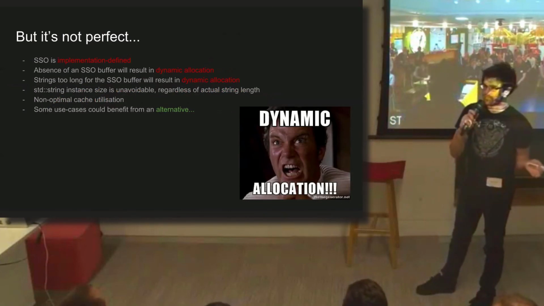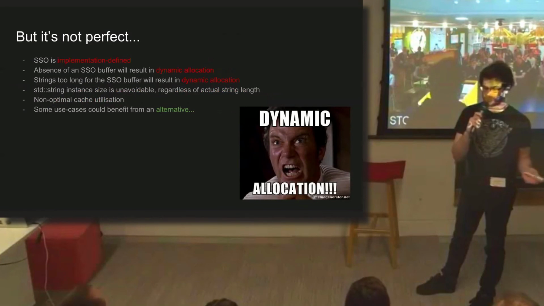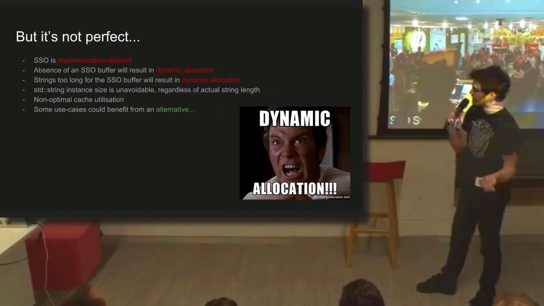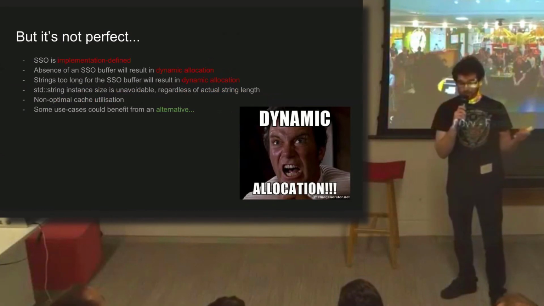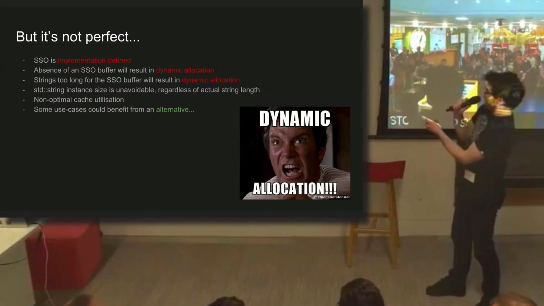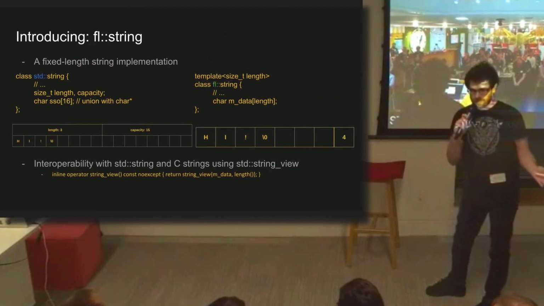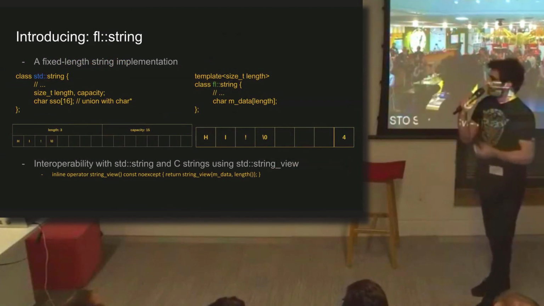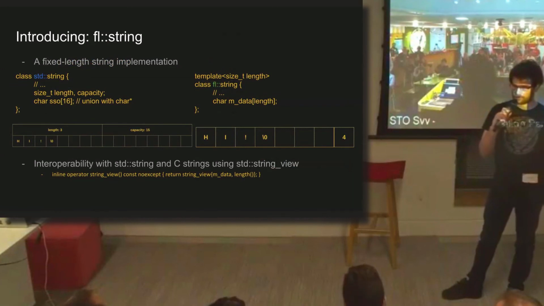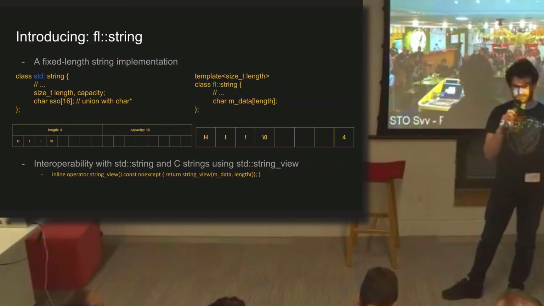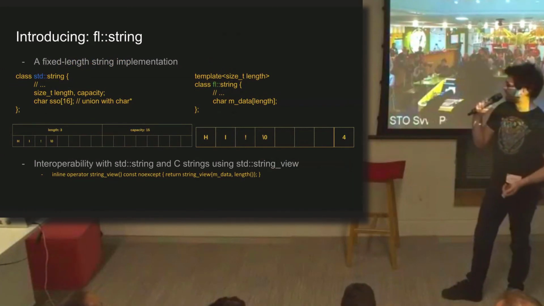So suddenly your 4-character string, null terminator included, costs you 32 bytes. And Kurt doesn't like that. So Kurt has asked me to talk to you about FL string, aka fixed length string. FL string is a fixed length string implementation I'm working on. There's still a lot more to go, but I would like to eventually implement the whole standard string interface.